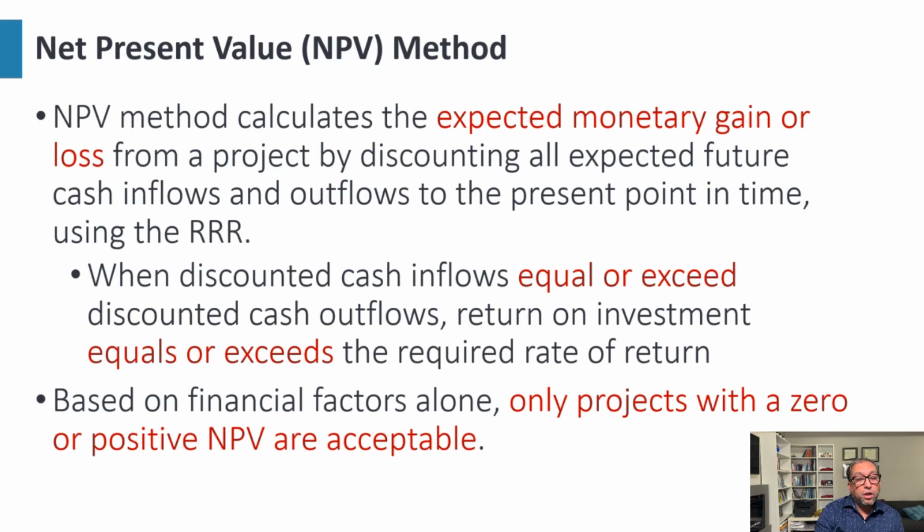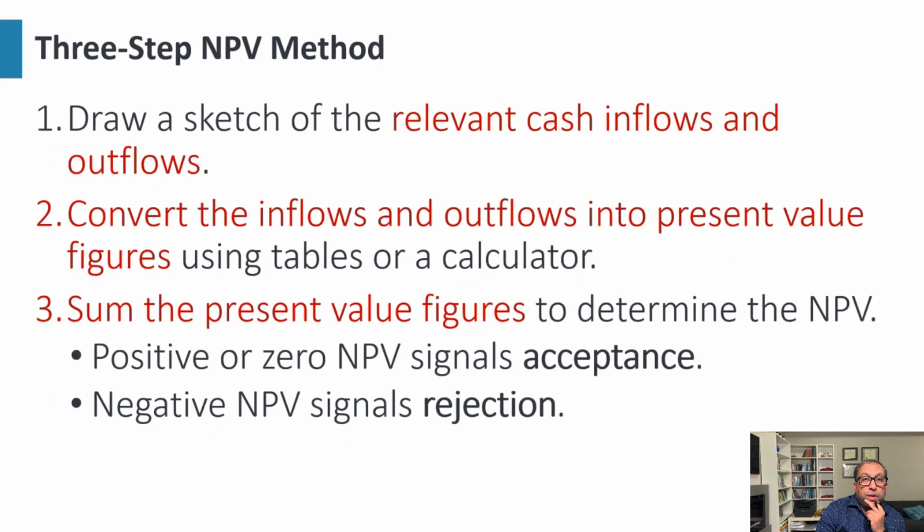So as I already explained, there are three steps for calculating the NPV method: draw a sketch of the relevant cash inflows and outflows, convert the inflows and outflows into present value figures using a table or a calculator, and sum the present value figures to determine the NPV. As I mentioned, we calculate the present values of all the cash flows and then compare the inflows with the outflows. A zero or positive NPV signals acceptance and a negative NPV signals rejection.